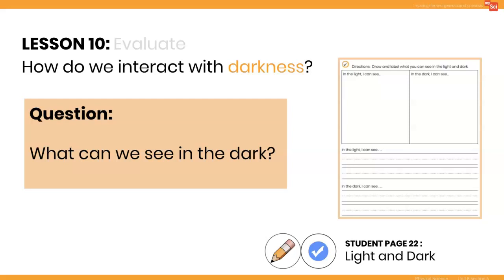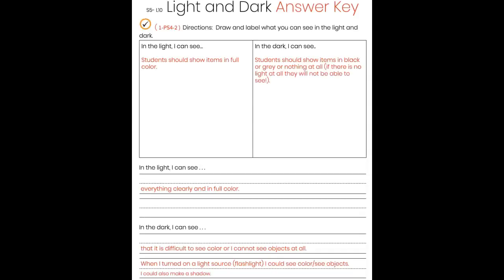Have students turn to the student journal page, light and dark. Pass out crayons for students to use with this activity. On one side, have the students draw what they could see in the light, and on the other side, ask students to draw what they could see in the dark. Prompt students to label their sketches with the words light source, darkness, reflect, illumination, and shadow. There is an example teacher answer key for this journal page in the teacher pages.